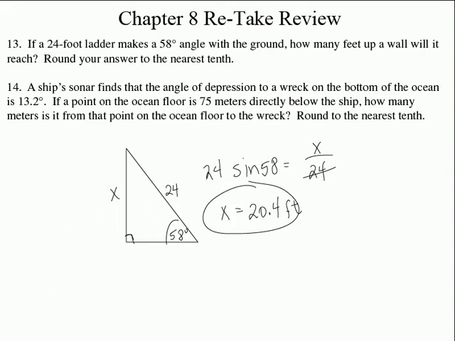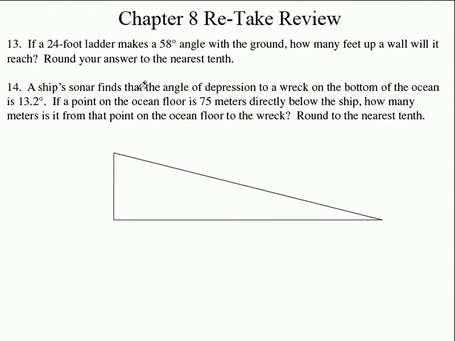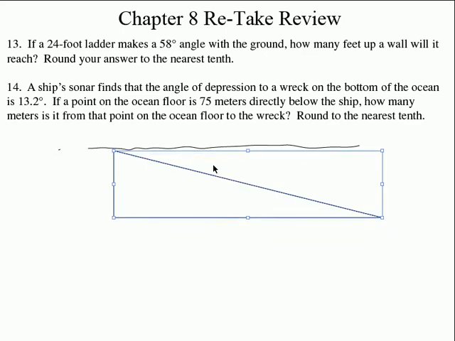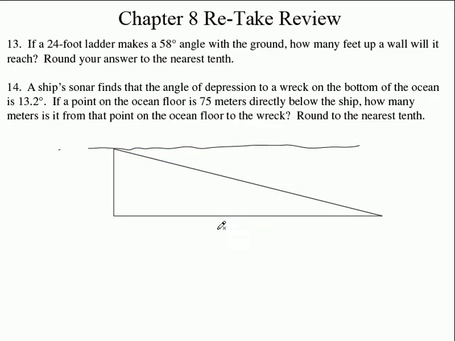Let's do the same thing with 14. But now, it says a ship's sonar finds that the angle of depression to a wreck at the bottom of the ocean is 13.2 degrees. So pretend, watch, that's the ocean, all right? We'll actually move it up just a little bit. I'm not going to try to draw a boat or anything. So that's where the sonar is at the top of the ocean, right? It's just at the surface of the water. And it says the angle of depression to the bottom of the ocean. This right here represents the bottom of the ocean. Is 13.2 degrees. That means this angle right here is 13.2 degrees.